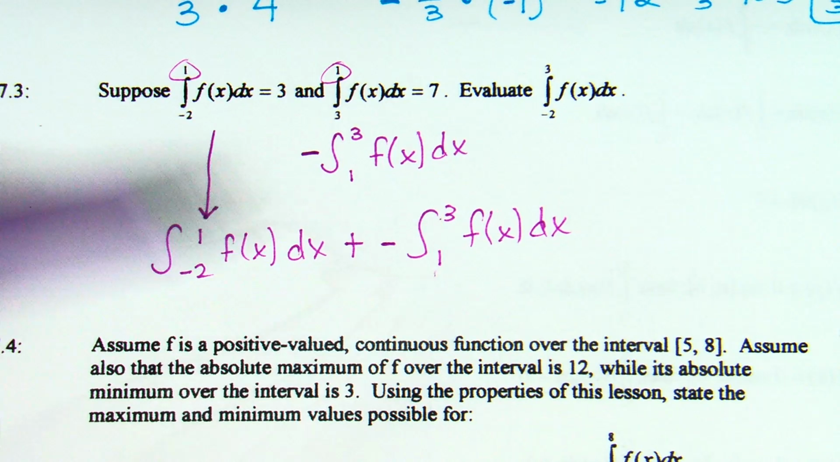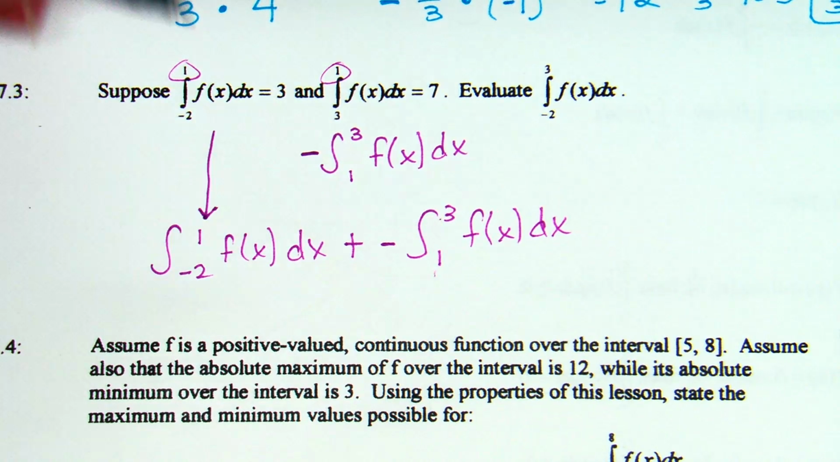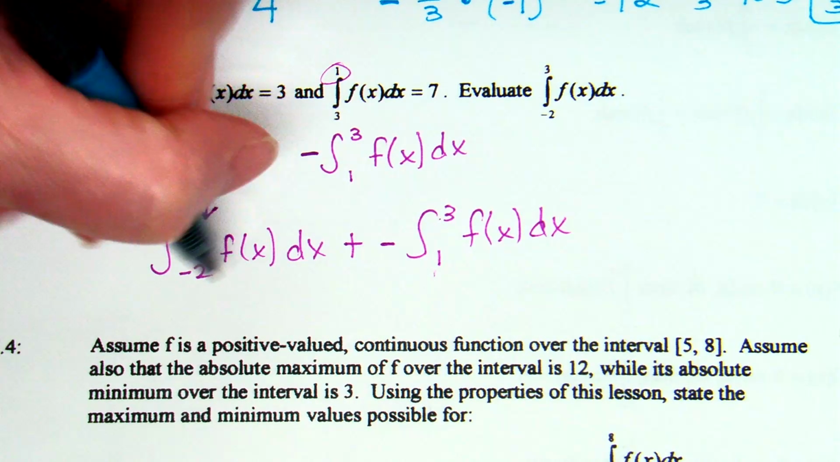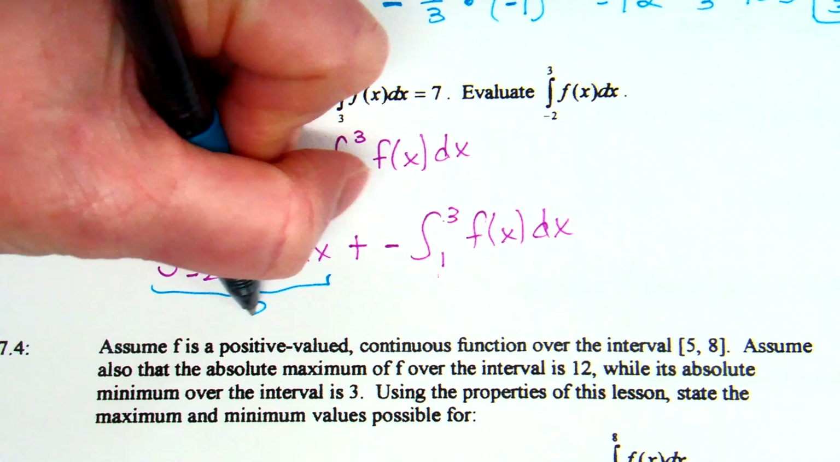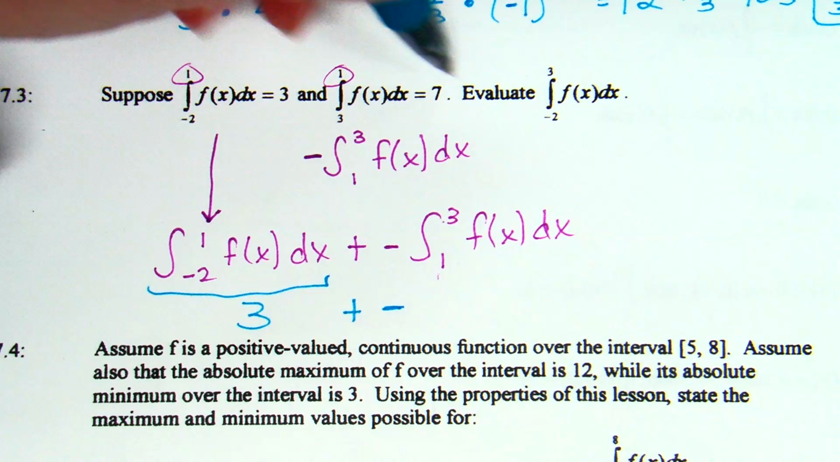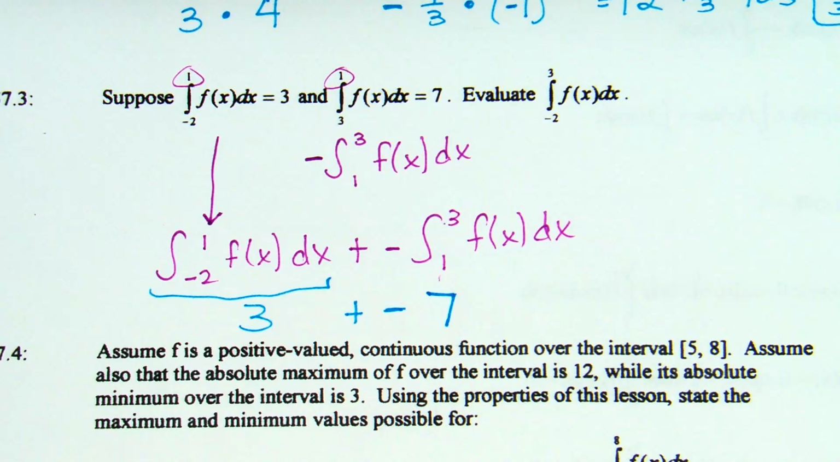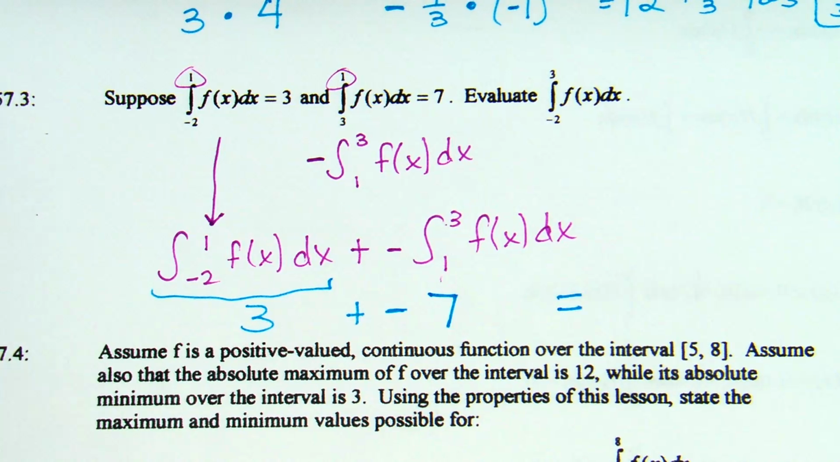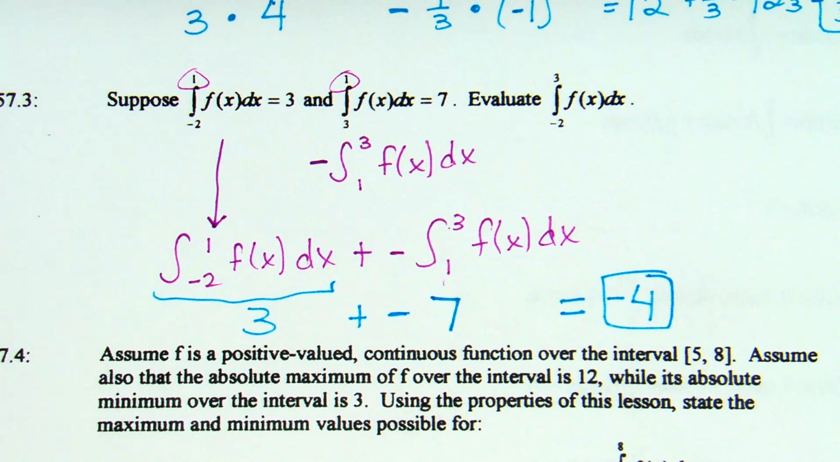So, put the numbers in. What did we have? The integral from negative 2 to 1 was equal to 3, plus negative the integral from 1 to 3 of f of x dx, which is equal to 7. So 3 plus negative 7. Really challenging math, negative 4. So again, be familiar with these properties, because there are times where that will definitely make life easier.